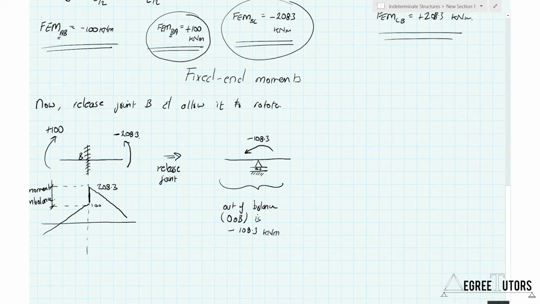Okay, so now what we do is we apply a balancing moment. So we have our structure again, our roller support. We have our out of balance moment of minus 108.3. And what I do is I come along and say, right, I want to balance that up, because I can't have a moment imbalance at a joint. There must be moment equilibrium at the joint. So I apply a positive 108.3. And this is a balancing moment.